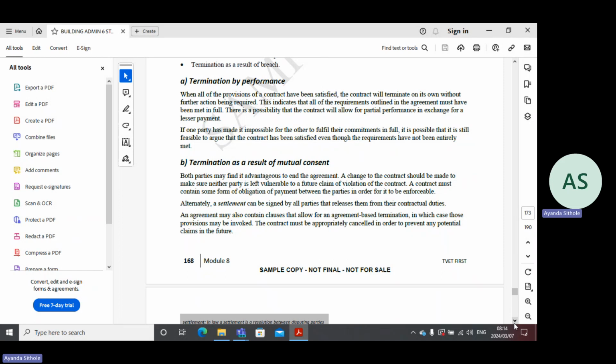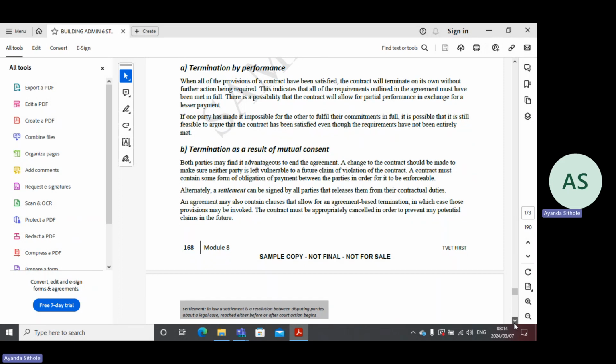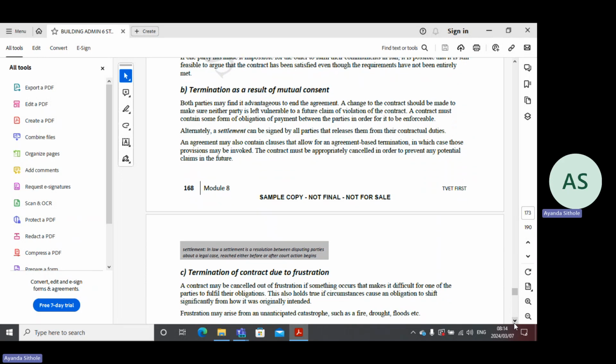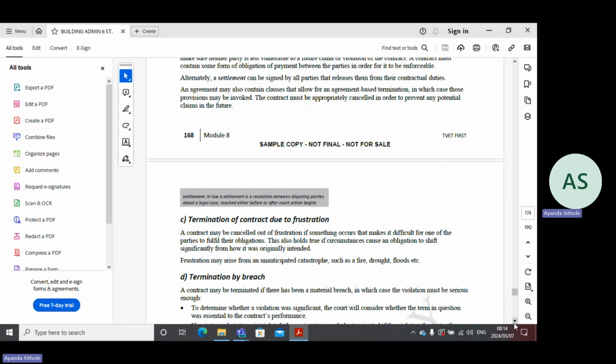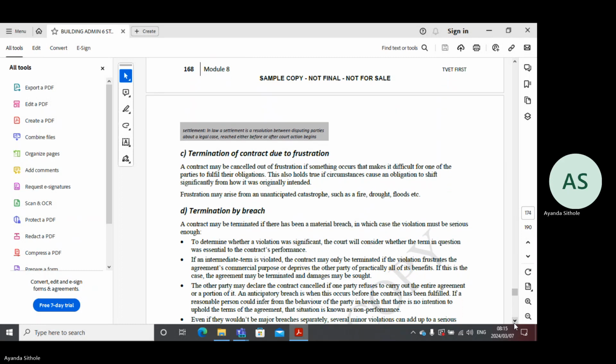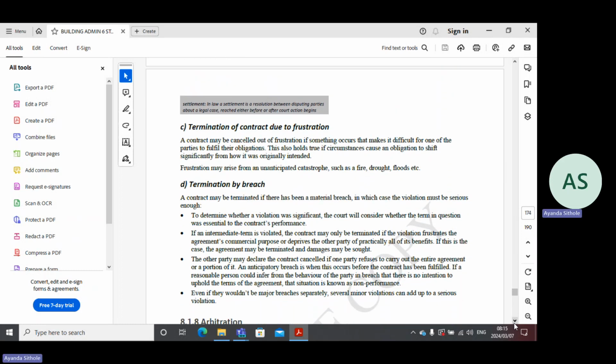Okay, so basically termination as a result of mutual consent is whereby both parties find it advantageous to end the agreement. So it's whereby both parties agreed with each other that they must end the agreement. Okay, so let's move on to termination of contract due to frustration. So a termination of contract due to frustration is whereby a contract may be cancelled out.